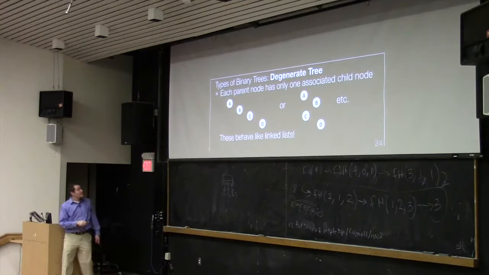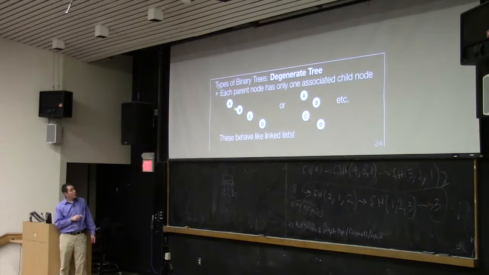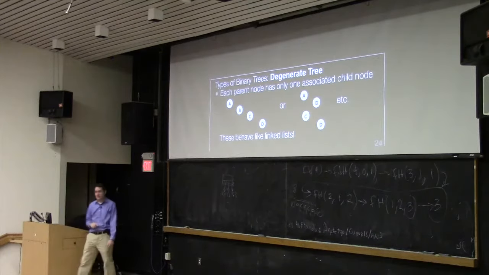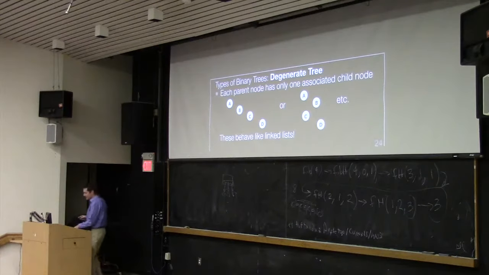These degenerate trees can look like this. If you only have one associated child, you can also have a degenerate tree that looks like this: right, left, right, right. That's still only one path down, and that one path is a degenerate case, which we don't like. They behave like linked lists. We want to avoid that.